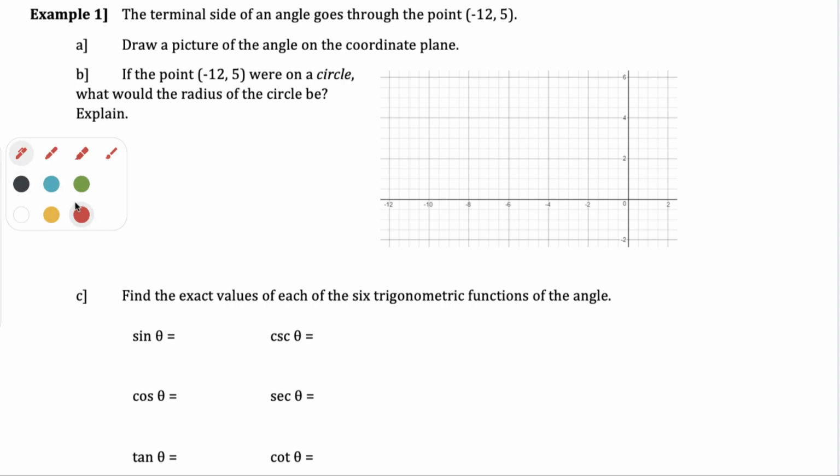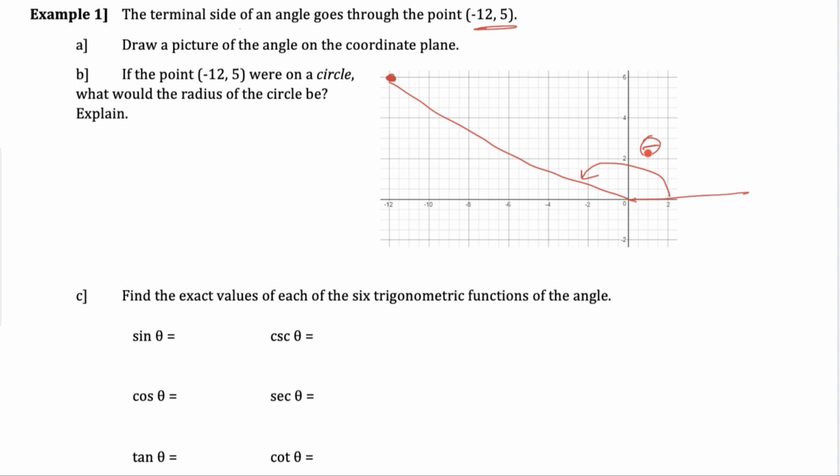All right, so here's our first example. We're going to be looking at an angle whose terminal side goes through the point -12, 5. So let's draw what that angle looks like. This is an angle in standard position that goes through this point. So really, this is the angle that we're looking at. But as I mentioned, we're going to be using what we call reference triangles to be able to evaluate the 6 trig functions of this angle here.